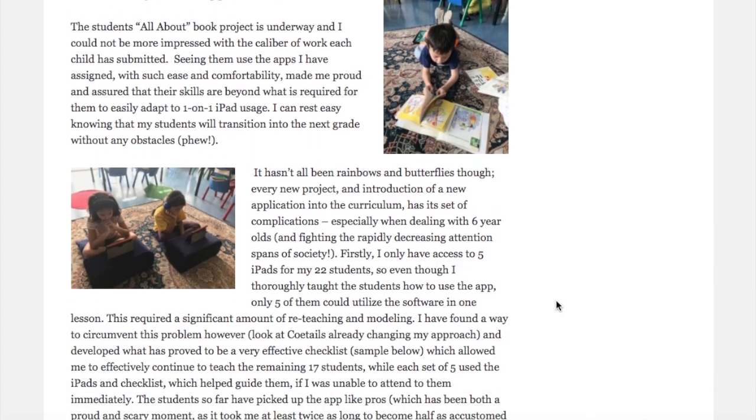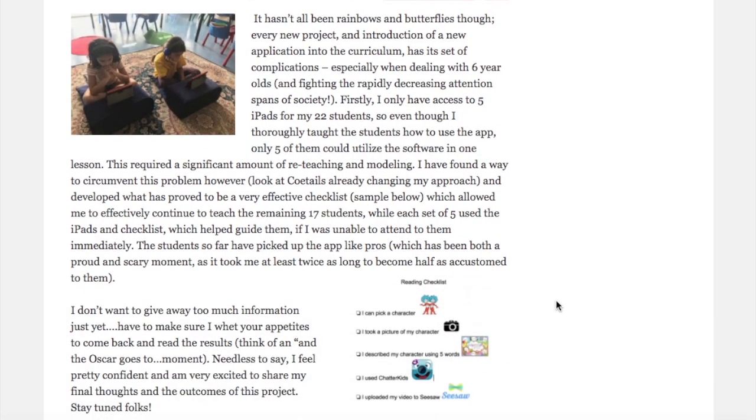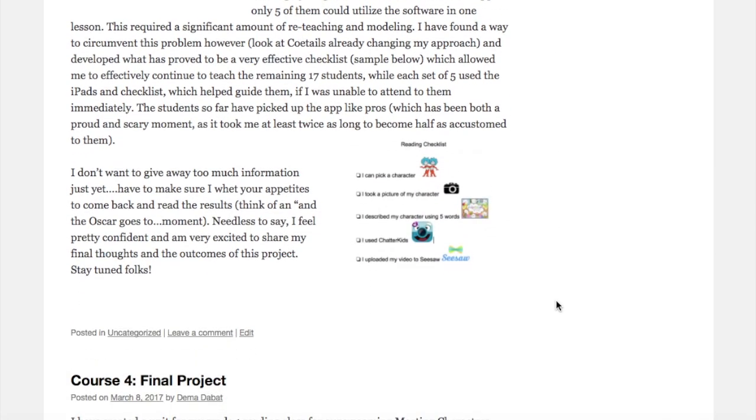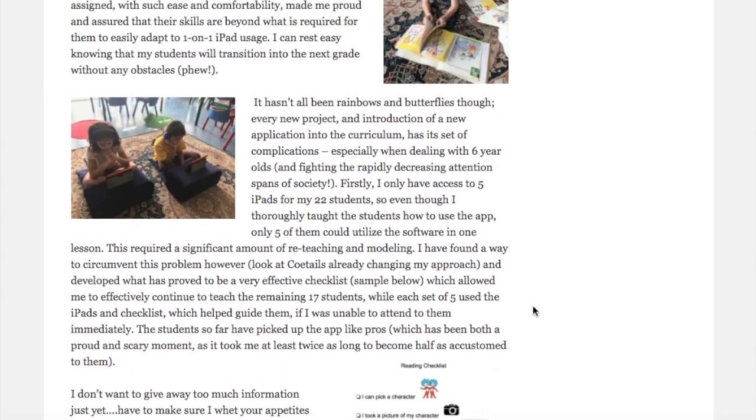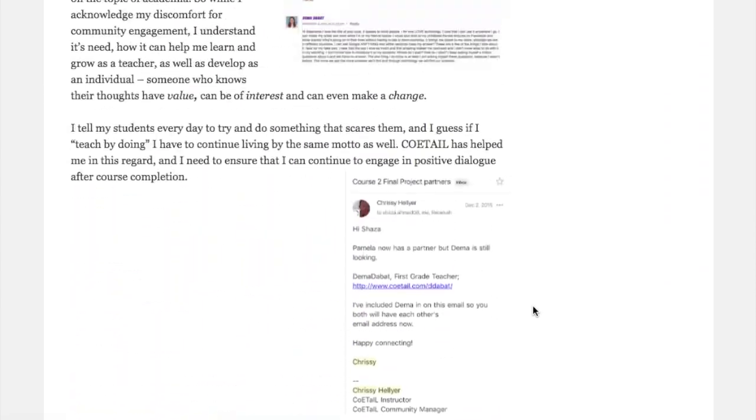When I started planning for my COTEL project, I looked at our curriculum and wanted to pick a subject where technology could be implemented more. I use technology quite frequently in math and writing, and that's what made me decide on reading.